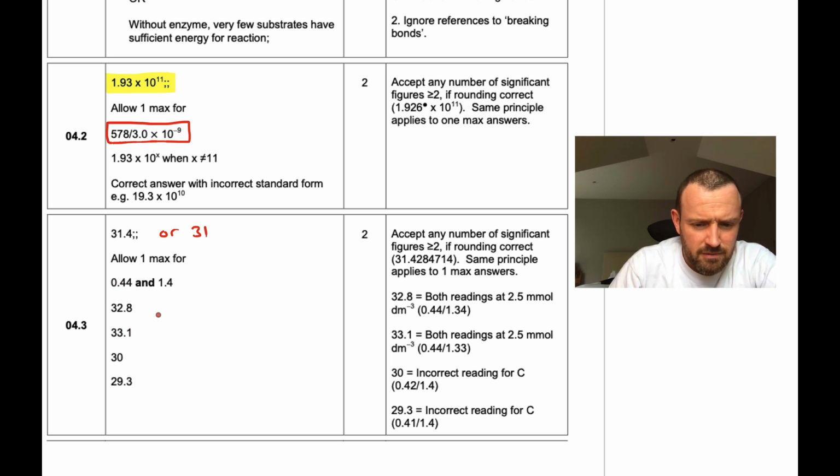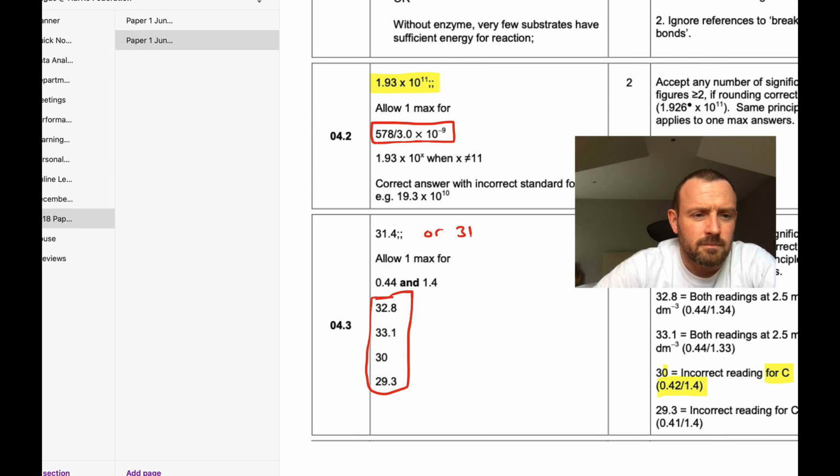These numbers are slightly off. Yeah, so you could have got these numbers and got a mark if you'd made some of those mistakes that we highlighted. So for example, if you'd incorrectly read 4.2 and 1.4, etc. Okay, let's move on.